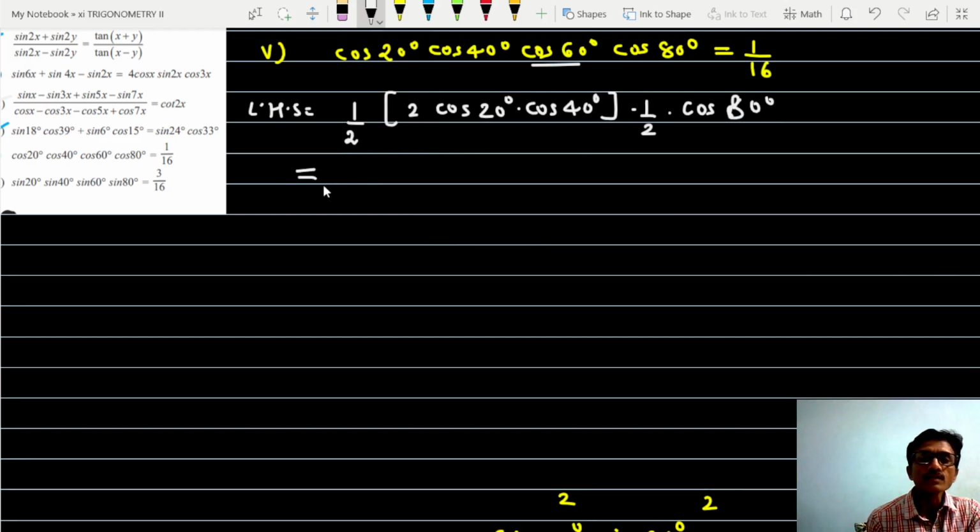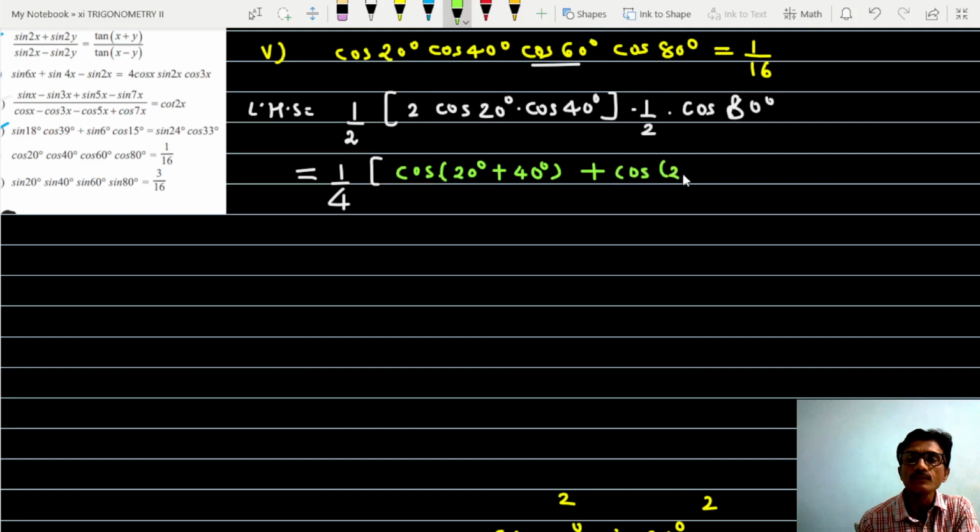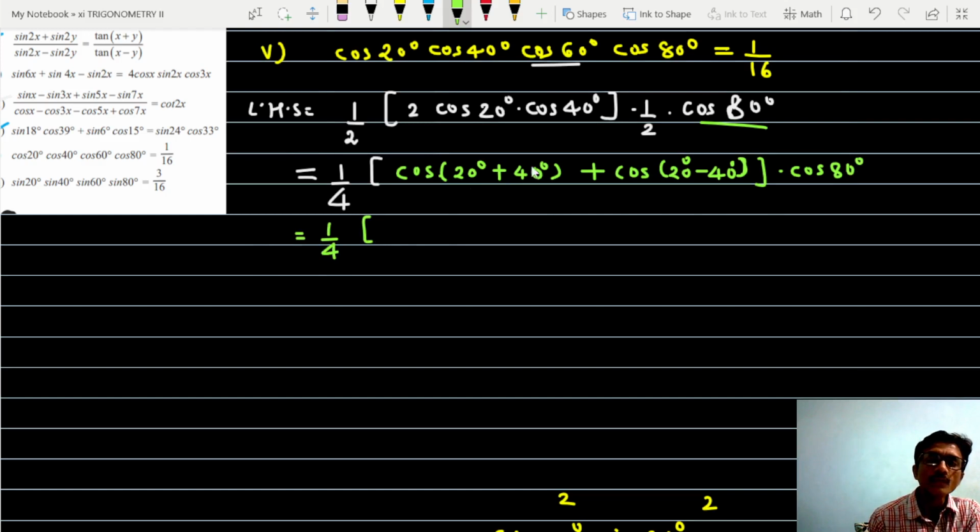Here this 1/2 and this 1/2 will give us 1/4 into 2 cos A cos B, that is equal to cos of A plus B plus cos of A minus B, and this into cos of 80 degree as it is, which is 1/4 into cos of 60 degree plus cos of 20 minus 20 degree, into cos of 80 degree.